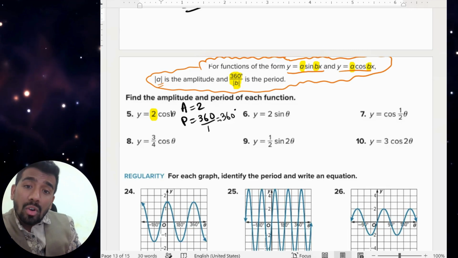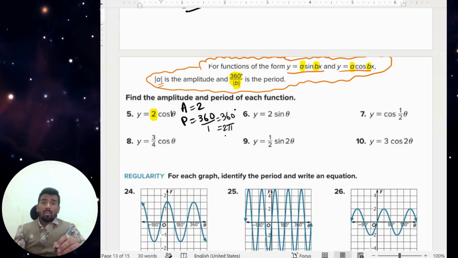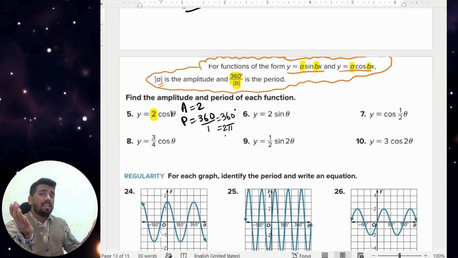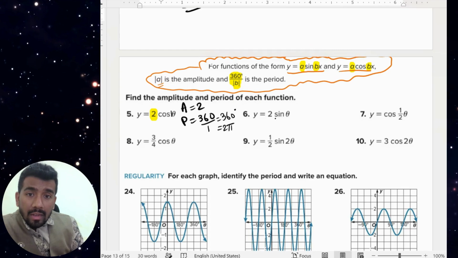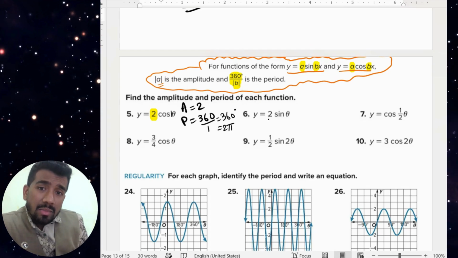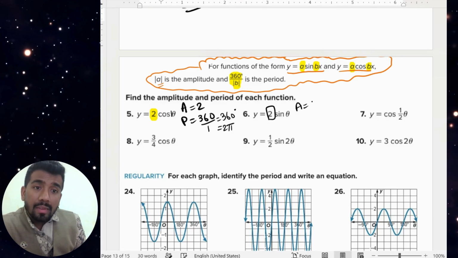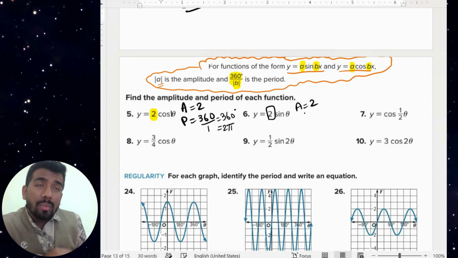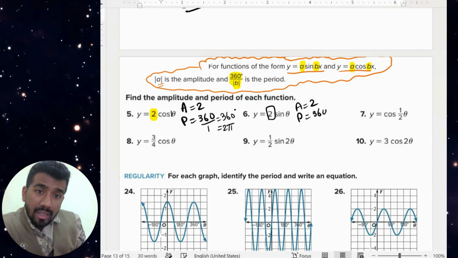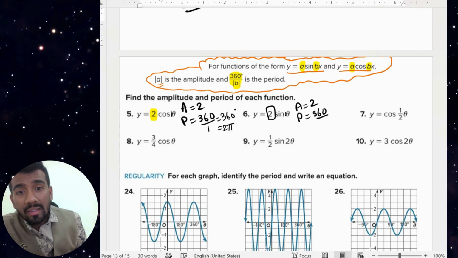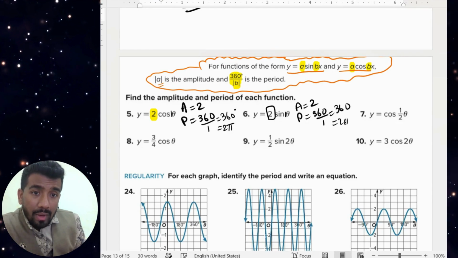360 is also called 2 pi. Okay, for your kind information, you can remember it this way. Why 2 pi? Because pi is 180. So 2 times 180 is 360. You can remember it this way. Let's go to question number 6. 6 seems to be the same. Amplitude is 2. Okay, and what about period? Same. It will be 360 divided by the number with theta. There's no number, meaning 1, so it's 360. That's also called 2 pi.